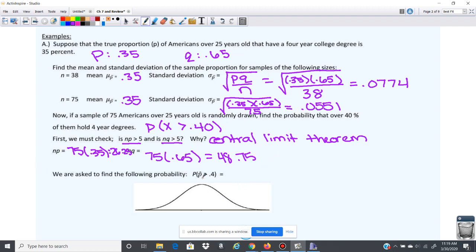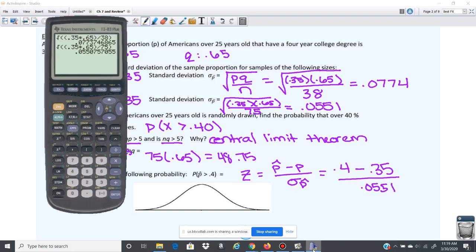So here's what we want to do. We have to find p hat greater than 40%. So the proportion is greater than 40%. We want to convert this into our standardized score, so we need the z-score for it. Our z-score formula is p hat minus p over the standard deviation of p hat. Our p hat is 0.4, so we go 0.4 minus our p, which is 0.35, and then divide by our standard deviation, which we found was 0.0551. We're going to go ahead and do that calculation.